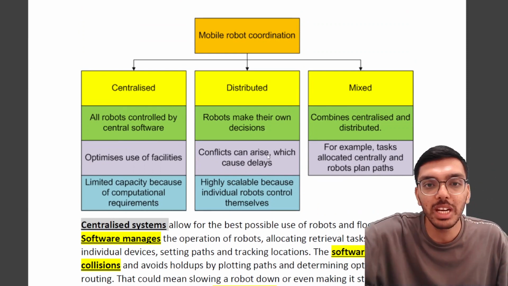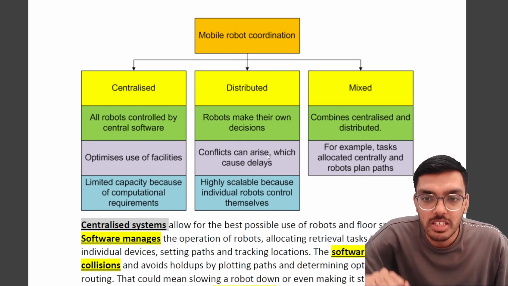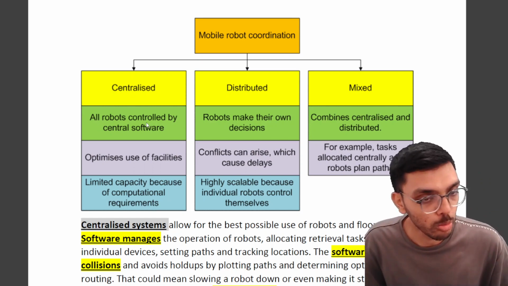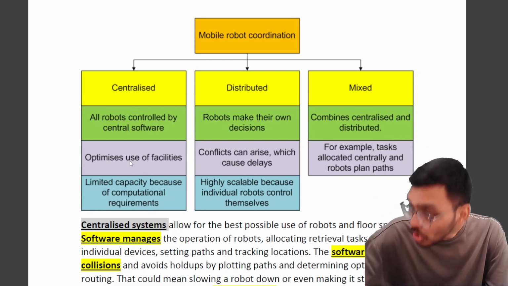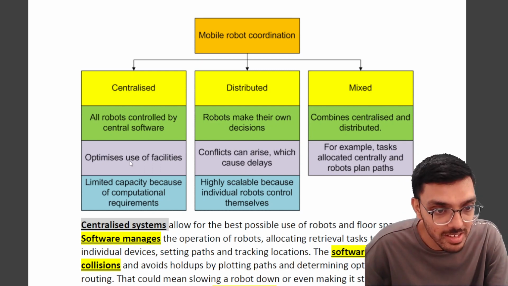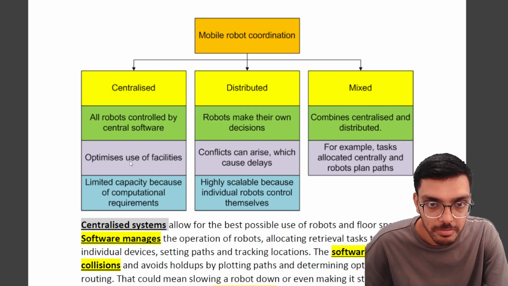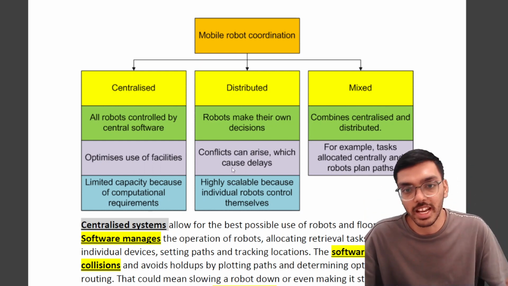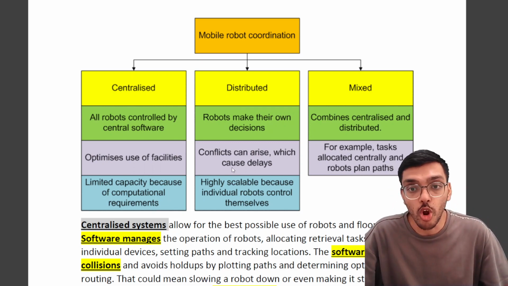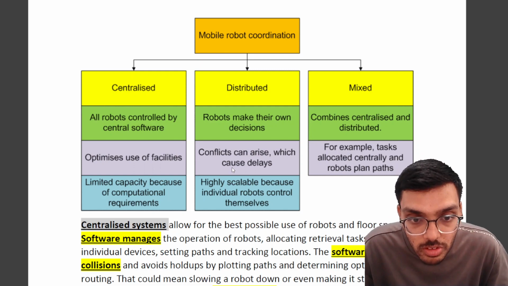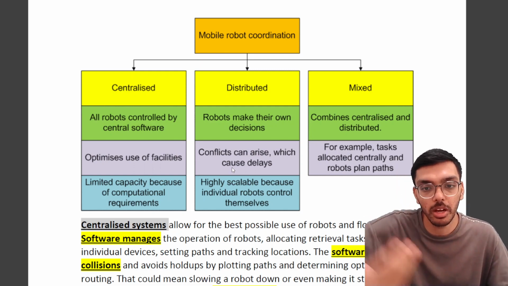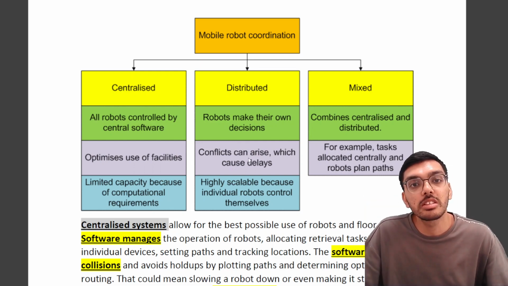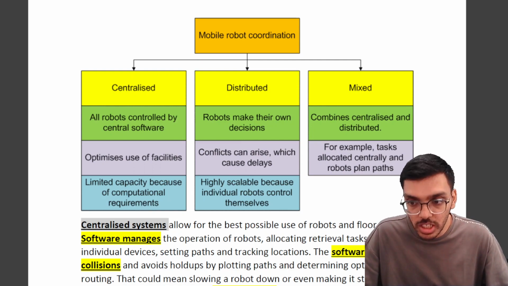And everything that we discussed has been put in this diagram as a summary for you. So centralized, all robots controlled by a central software. It utilizes your entire floor space and limited capacity. We know that. Distributed, on the other hand, robots make their own decisions. Conflicts can arise, which can cause delays if they are not able to figure out solutions. And it's highly scalable because robots control themselves. Mixed is a mix of both. This is mobile robot coordination.